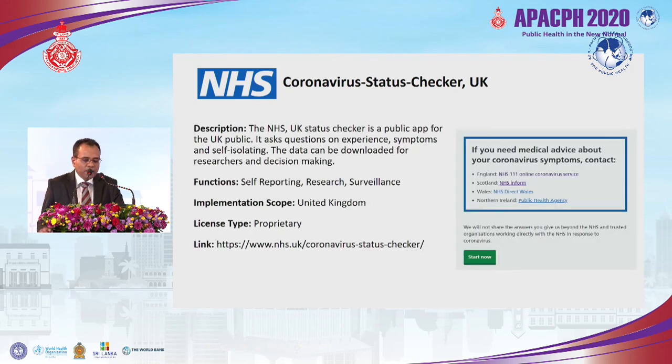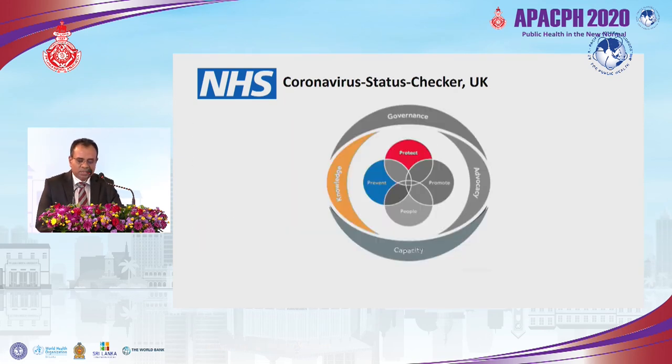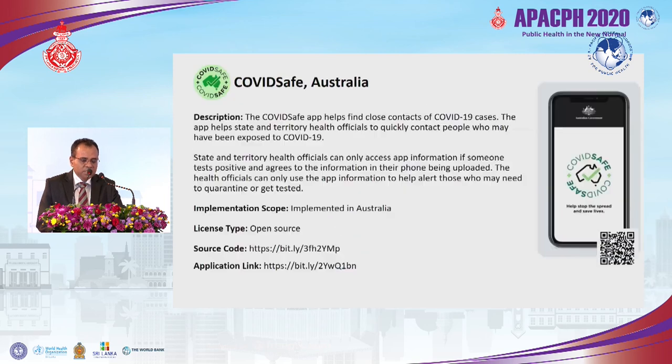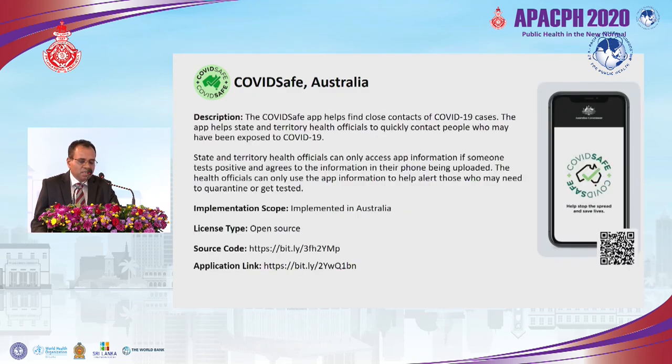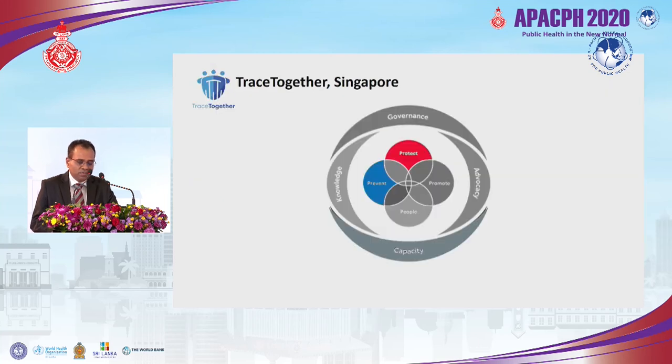Moving further, we've got the system from Australia, again focusing on protection and prevention, contact tracing, and so on, isolation. More details of their system, again, I'll leave it for you to take a look at leisurely. Then, of course, Singapore, once again focusing on protection and prevention with their app, TraceTogether.